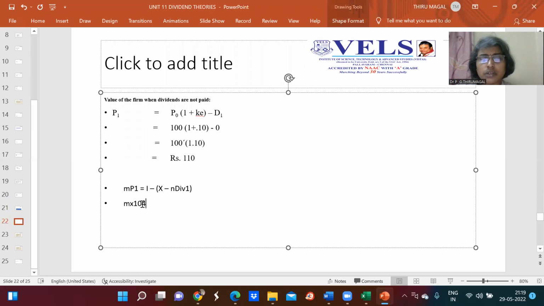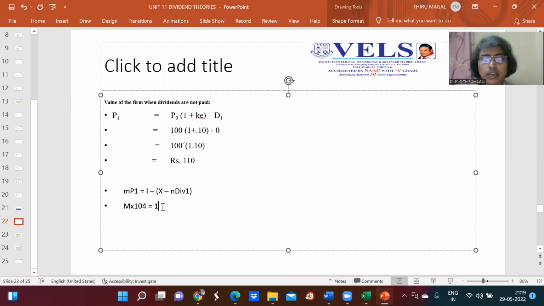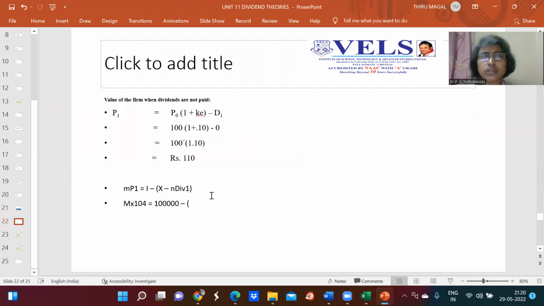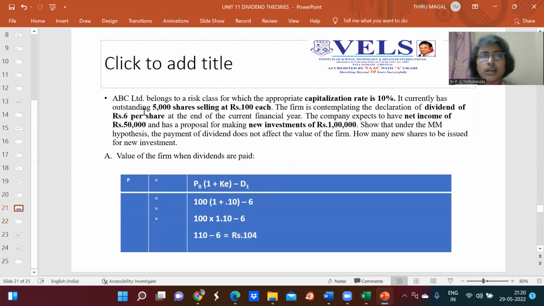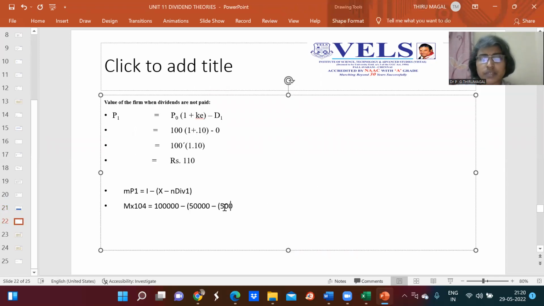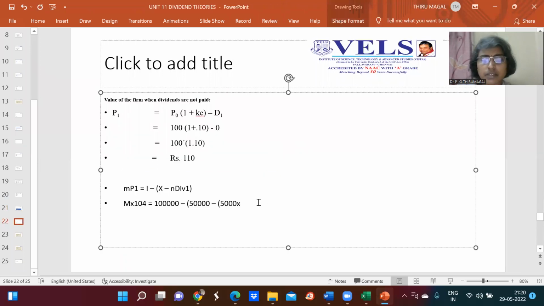That is 104. M into 104 equals I, which is the investment. How much new investment do they want to make? 1 lakh rupees. So here I is 1 lakh, minus, in the bracket, X, which is net profit or net income. Net income is 50,000. So we mention 50,000 minus n, the number of shares already available in the company, which is 5,000. This 5,000 is multiplied with DIV1, the dividend per share, which is rupees 6. So we mention 6.